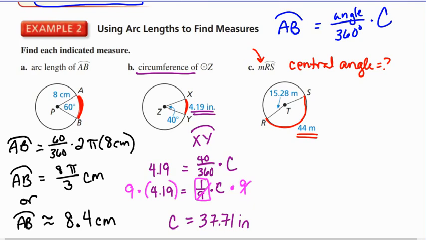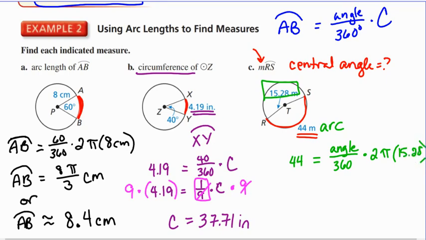All right, and then for the final one over here, we want to find the central angle, right? So I know the arc, right? That's the arc. I know the radius, so I can find the circumference, right? So let's plug things in where we can do them in our equation, right? The arc RS is going to be 44. The central angle is what I don't know, over 360. And then times the circumference, but I'm going to write the circumference based upon this radius right here. So 2 times pi times the radius, 15.28.